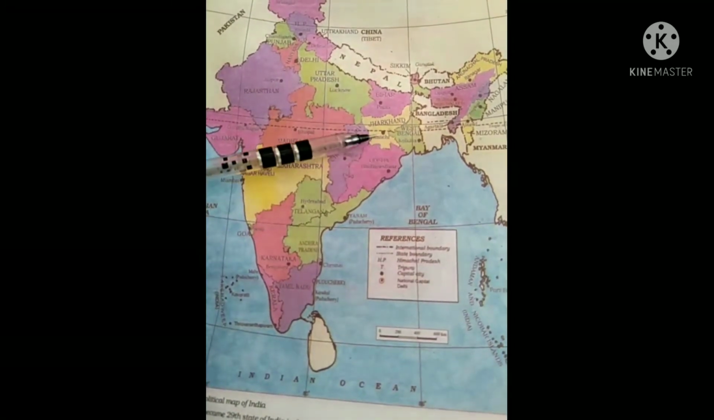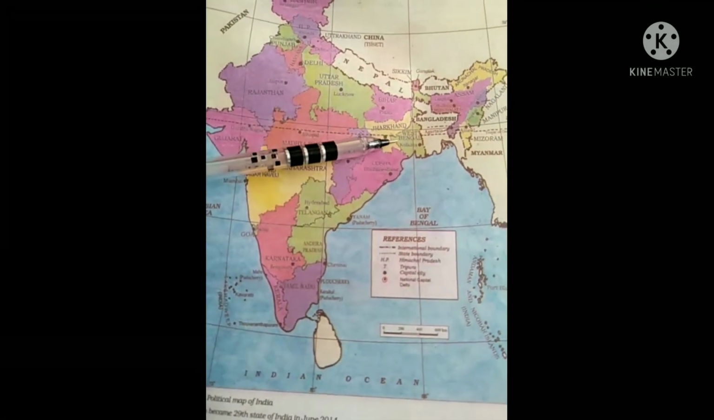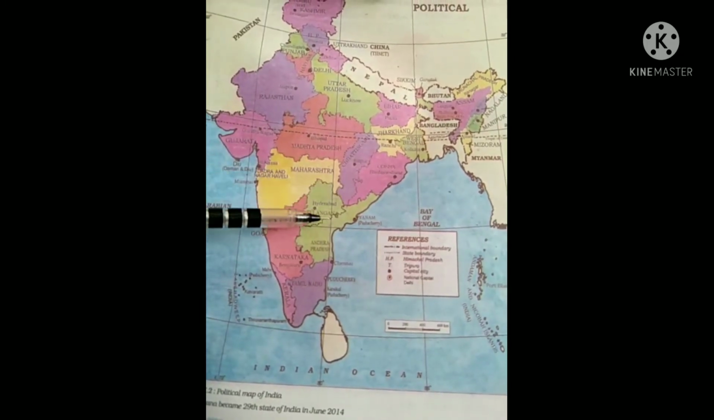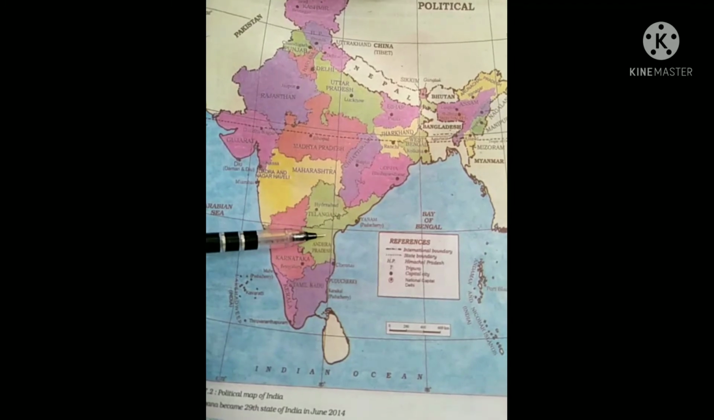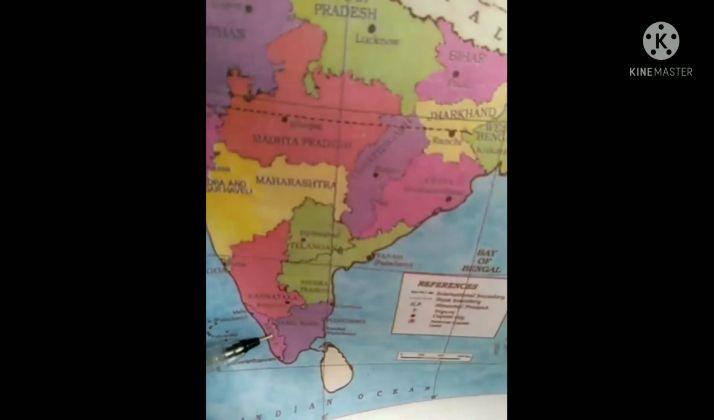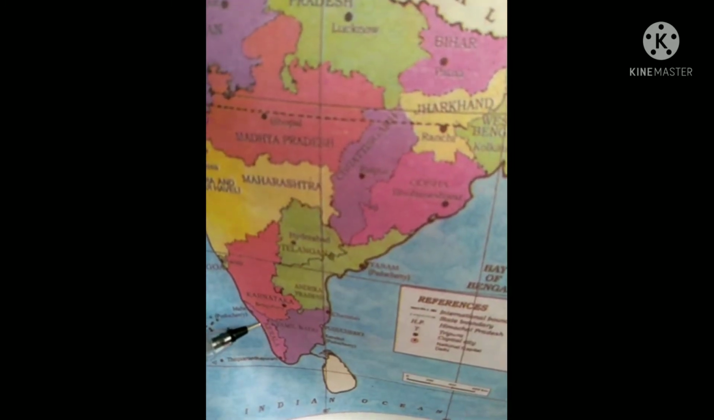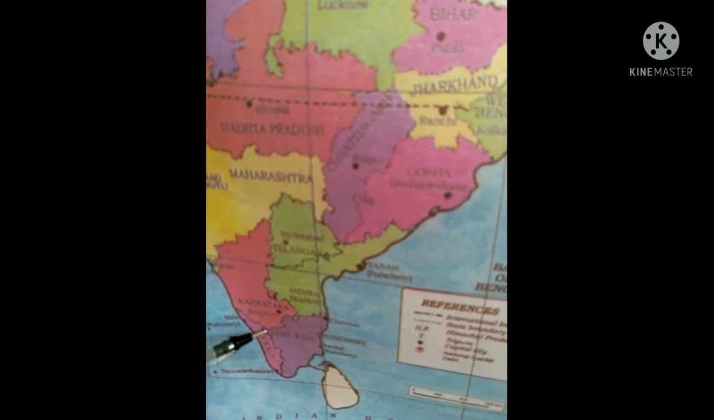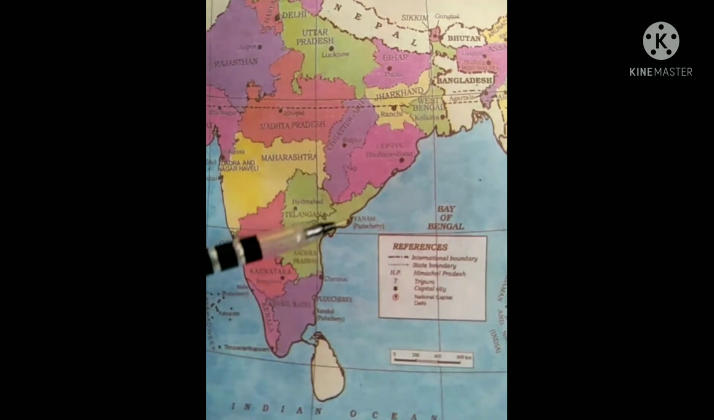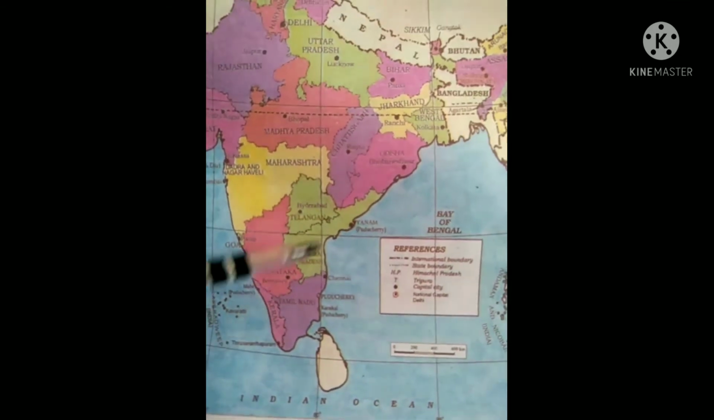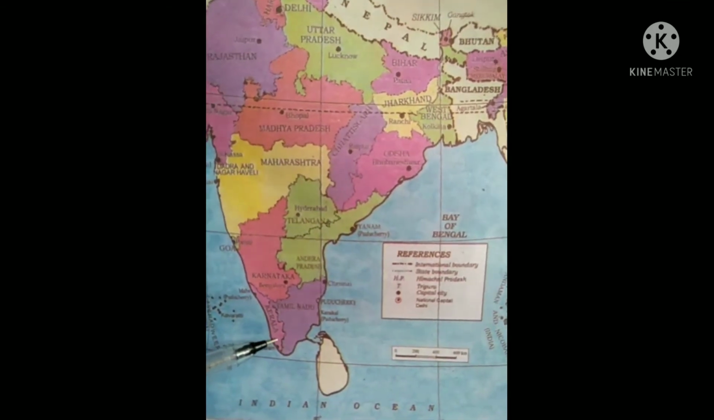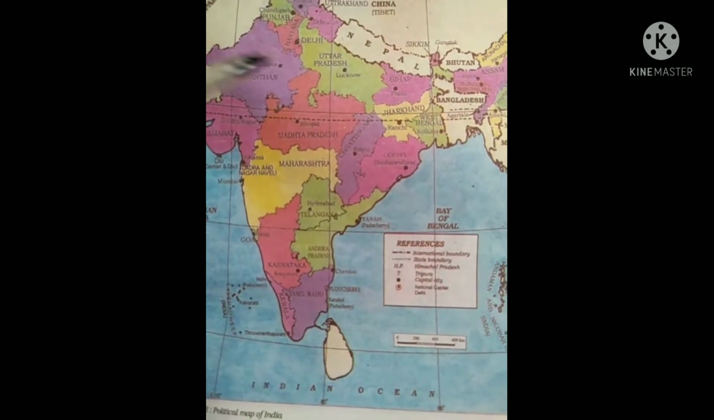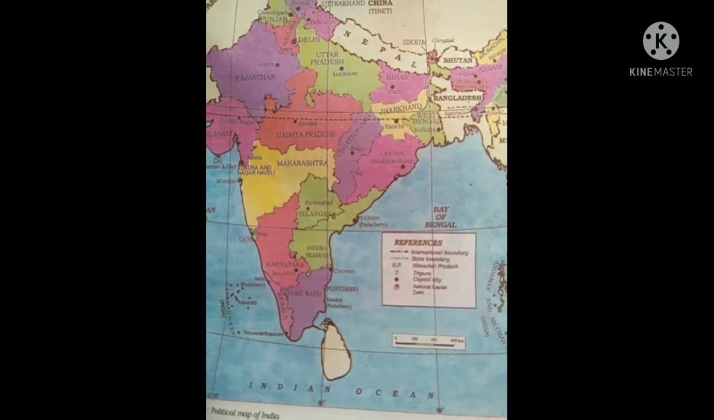Once again, you can see through the map here, West Bengal, Odisha, Andhra Pradesh and Tamil Nadu. So like this, that eastern coastal plain we can see, and the average width of this plain, the eastern coastal plains, is 120 kilometer, isn't it? This is about eastern coastal plains.